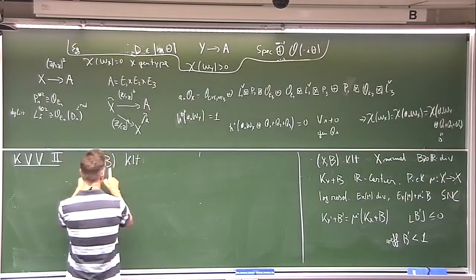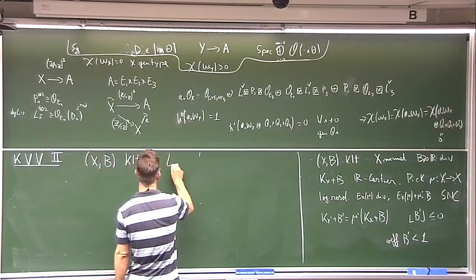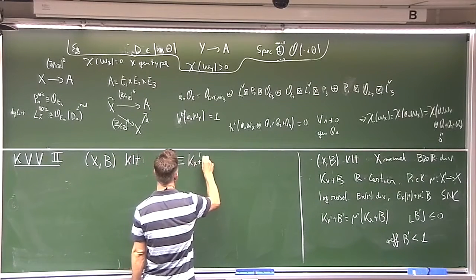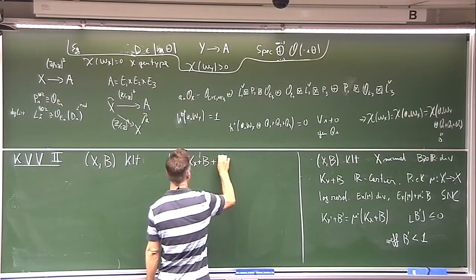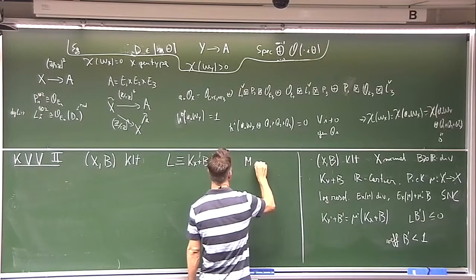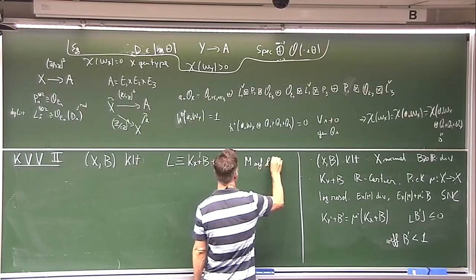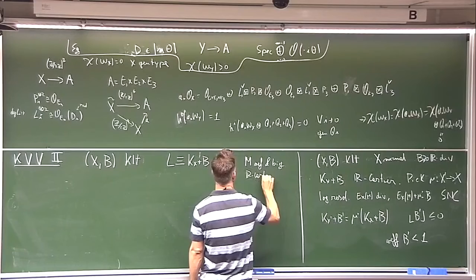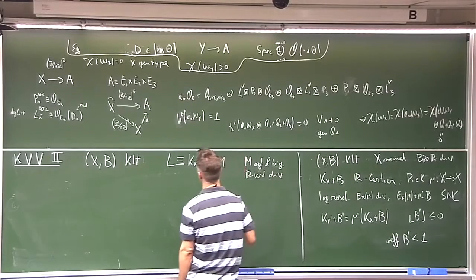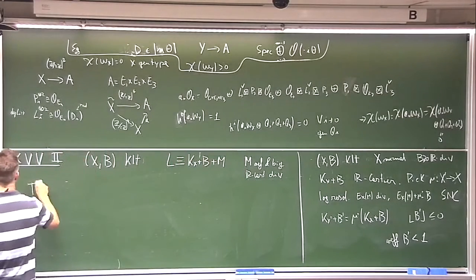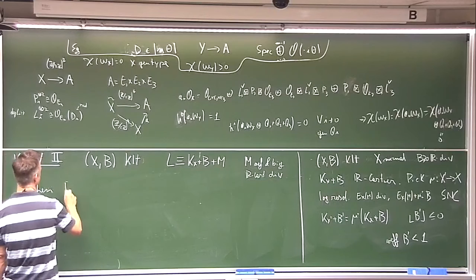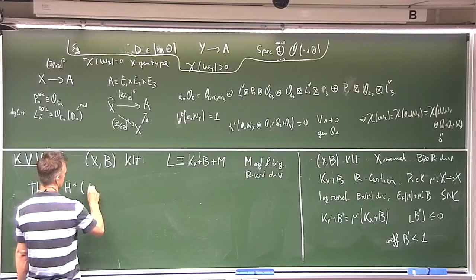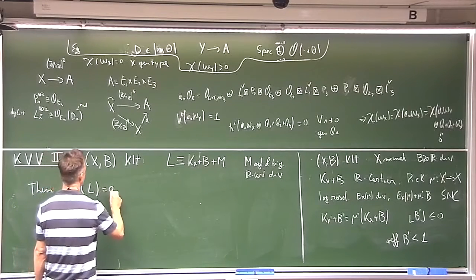Okay, so we have a KLT pair, and we have a line bundle L which is numerically equivalent to K_X plus B plus M, where M is a nef and big R-Cartier divisor. Then higher cohomologies of L vanish.